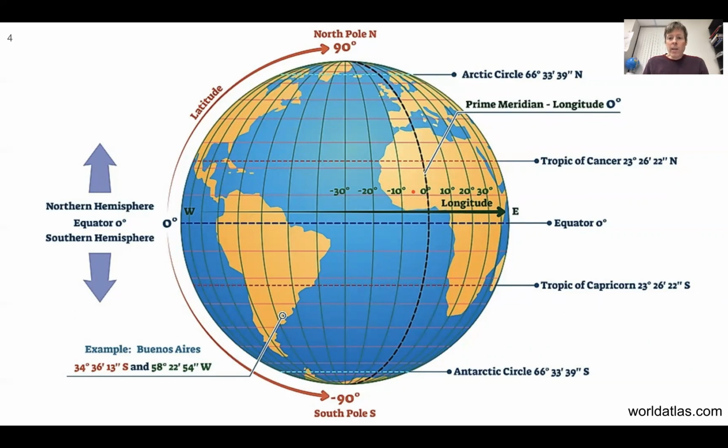So longitude and latitude tell us a lot, whether you're trying to find someone's house or reading maps. Longitude and latitude tell us where we are on this planet.